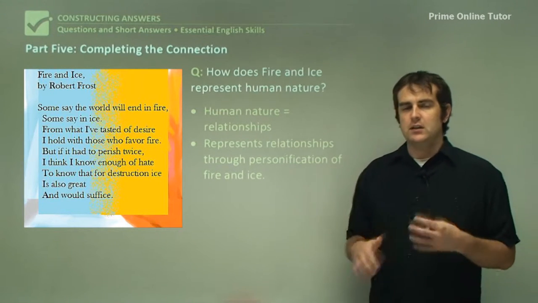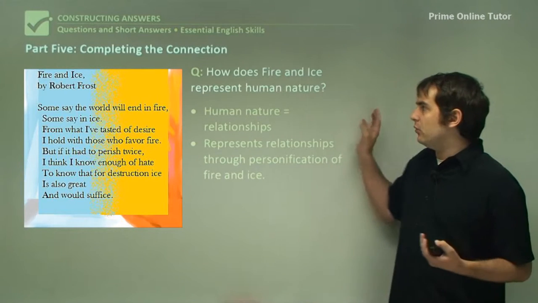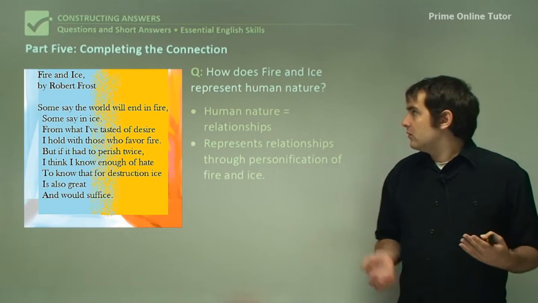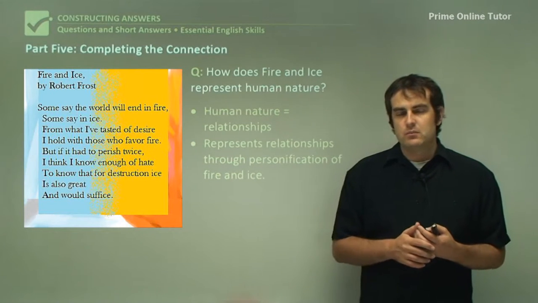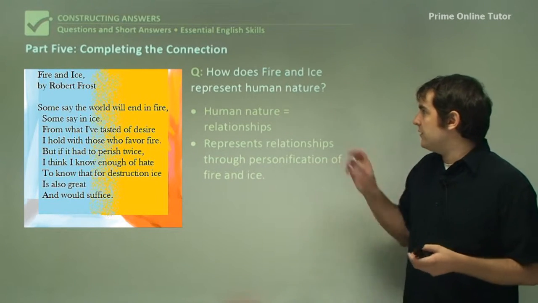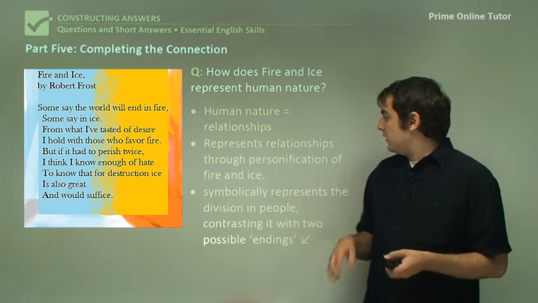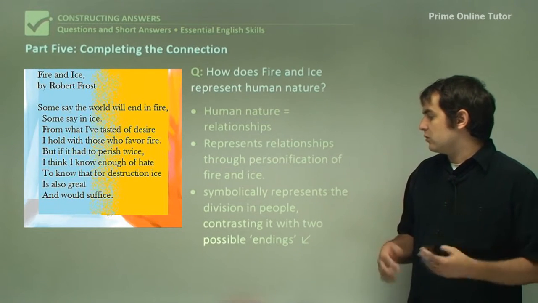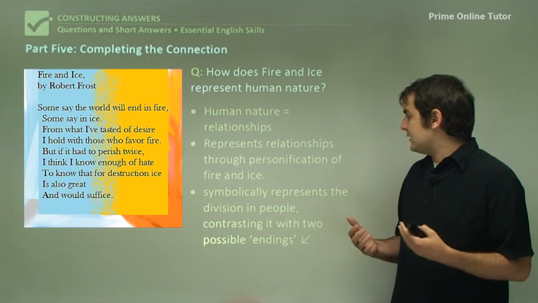If we were extending it over a longer response, we'd probably get a little bit more to the question, which is to argue how this is the case. In this case, we're just making a short and very brief statement about how these two connect. Finally, the symbolic representation of division of people, contrasting it with two possible endings.